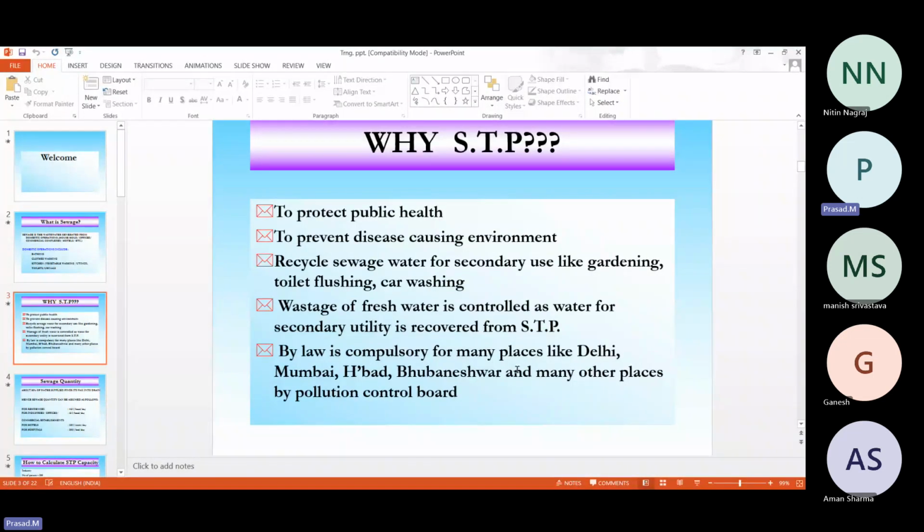So why is an STP required? First, wastage of fresh water is controlled as water for secondary utilities is recovered from STP. Then, to protect public health and prevent a disease-causing environment, and to recycle sewage water for secondary uses like gardening, toilet flushing, and car washing. And by law it is compulsory in many places like Delhi, Mumbai, Hyderabad, Bhubaneswar, and many others, by the Pollution Control Board.